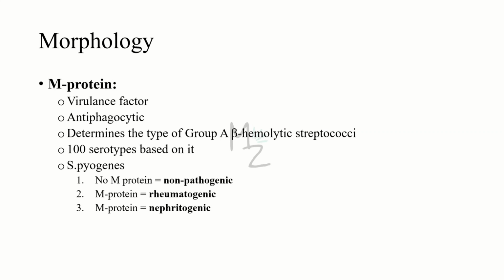Next one is M protein. It is the most important virulence factor of Strep pyogenes. It protrudes from the outer surface of the cell wall and blocks phagocytosis. That is, it is antiphagocytic. It inactivates C3b, a component of complement that opsonizes the bacteria prior to phagocytosis. M protein also determines the type of group A beta hemolytic streptococci. There are approximately 100 serotypes based on the M protein, which explains why multiple infections with Streptococcus pyogenes can occur.